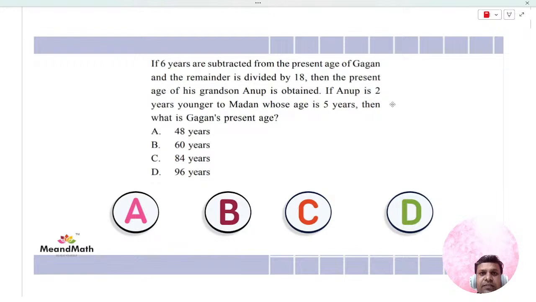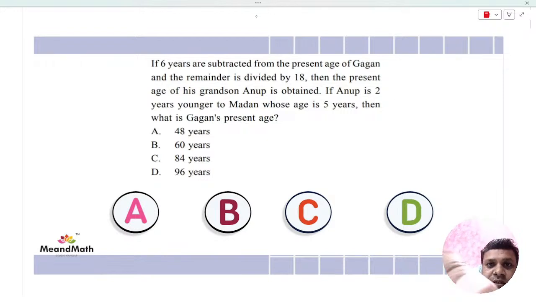So we'll read it again. If 6 years are subtracted from the present age of Gagan and the remainder is divided by 18, that means if we subtract 6 years from Gagan's age, then the remainder divided by 18 gives the age of his grandson Anup. Anup is 2 years younger than Madan, and Madan's age is 5 years. Then what is Gagan's present age? This is the question.